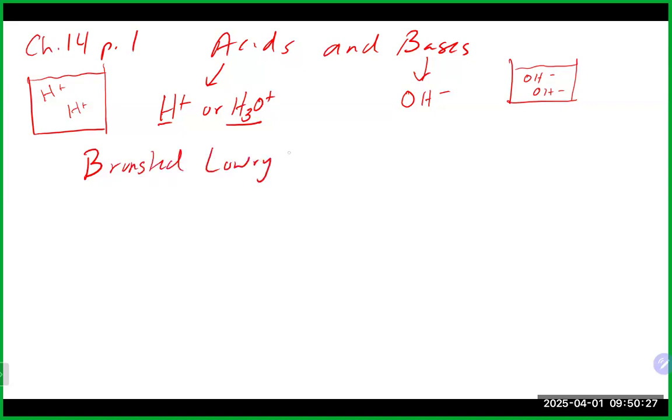And the Bronsted Lowry definition is an acid is a proton donor, while a base is a proton acceptor. And this creates a relationship of partners in an equation.